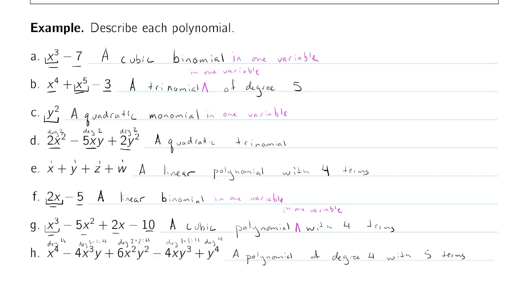When we have something that's homogeneous, every term has the same degree. We insert that right before the degree descriptor. Right, so we would say a homogeneous quadratic trinomial, a homogeneous linear polynomial, a homogeneous polynomial of degree 4 with 5 terms. So in one variable comes right after the noun. Homogeneous comes before the adjectives begin. Homogeneous is the first descriptor.